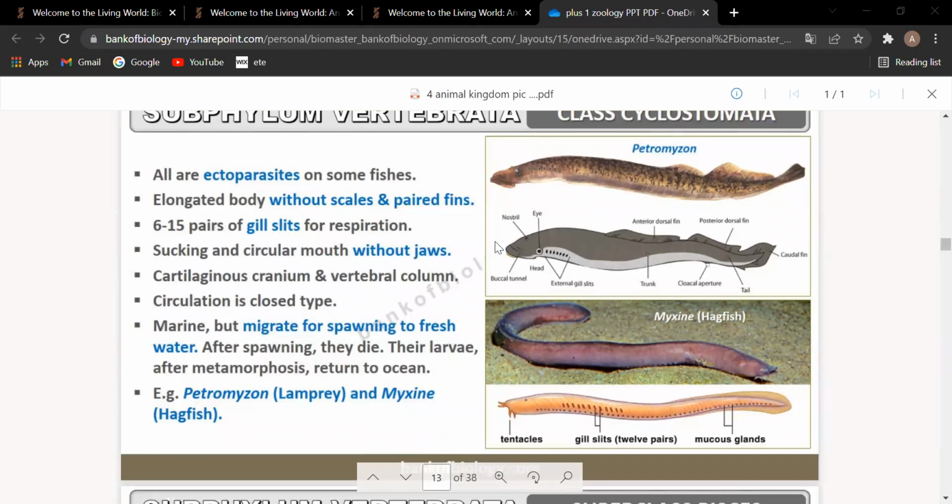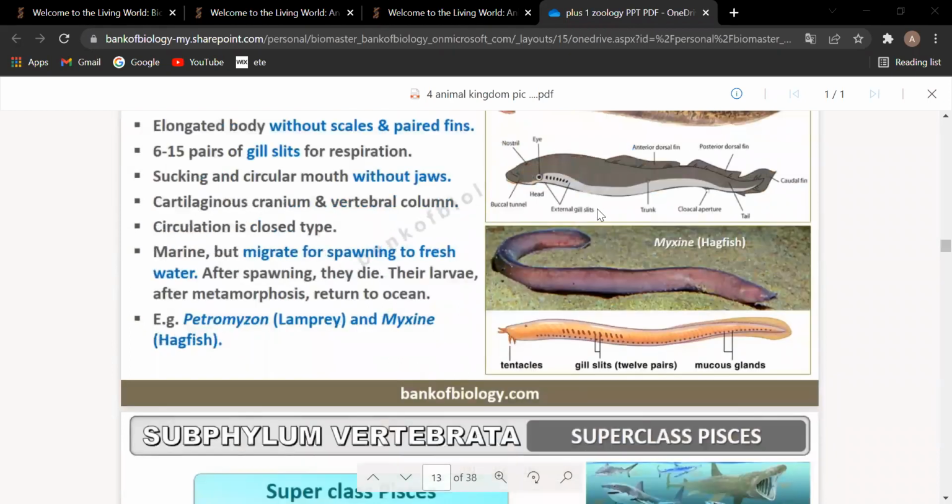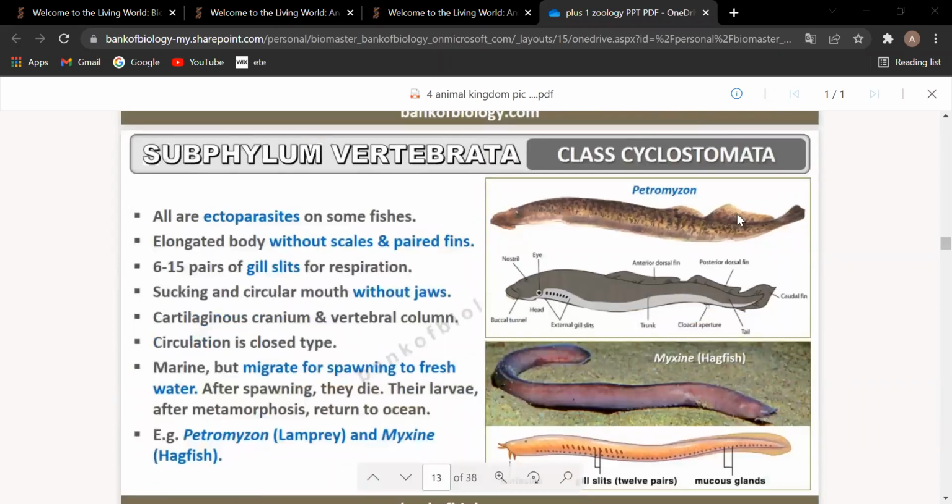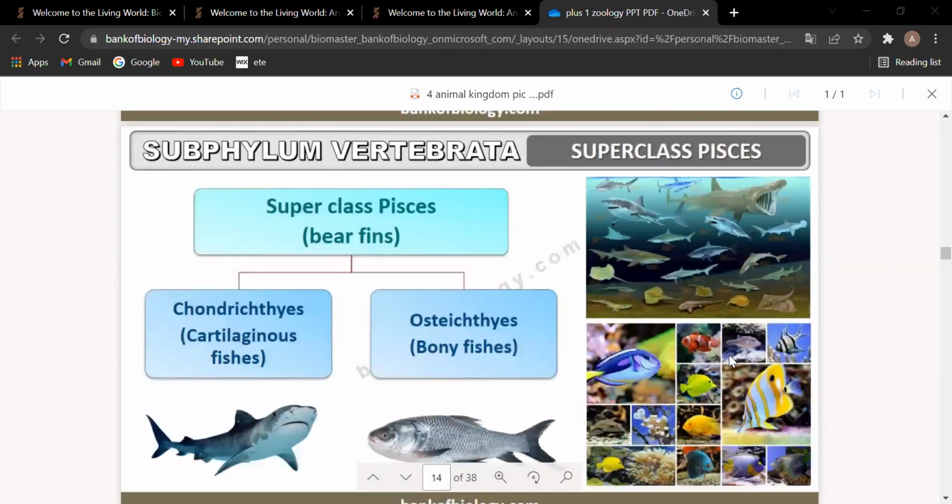Same thing, but look at the diagrams. The diagrams are very clearly mentioned over here. Petromyzon and hagfish, that is lamprey and hagfish. Yes, they are generally black in color. Yes, you are right.